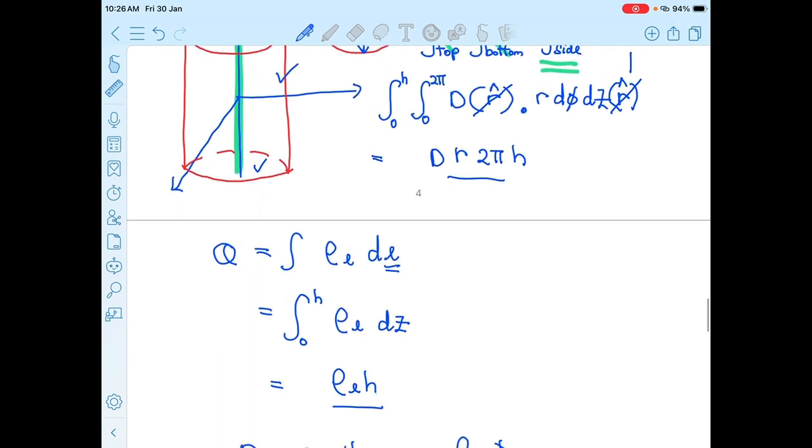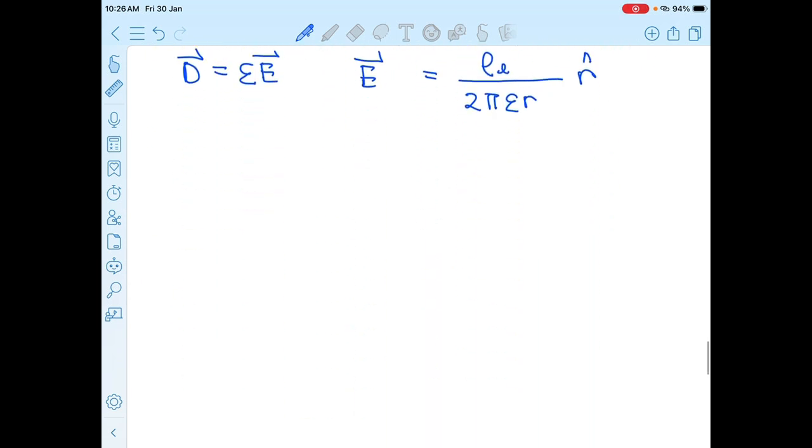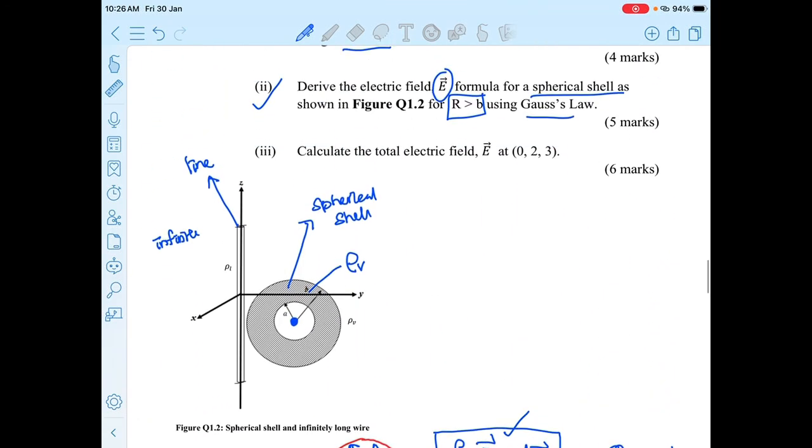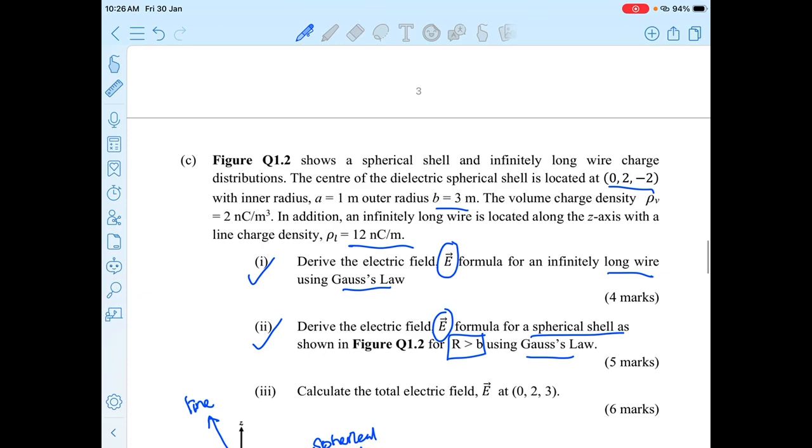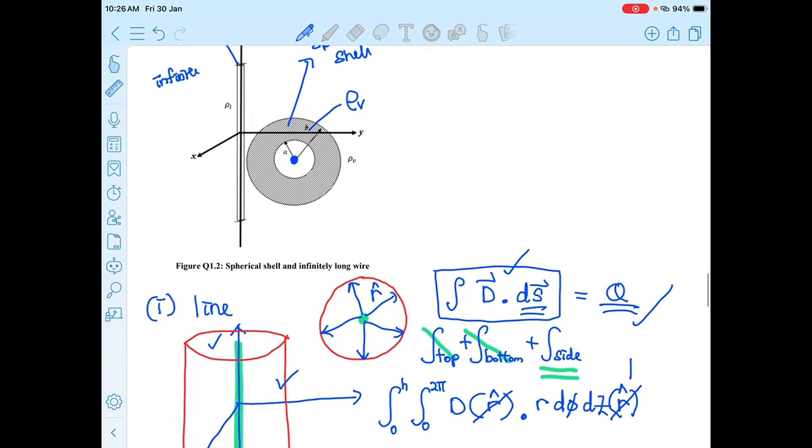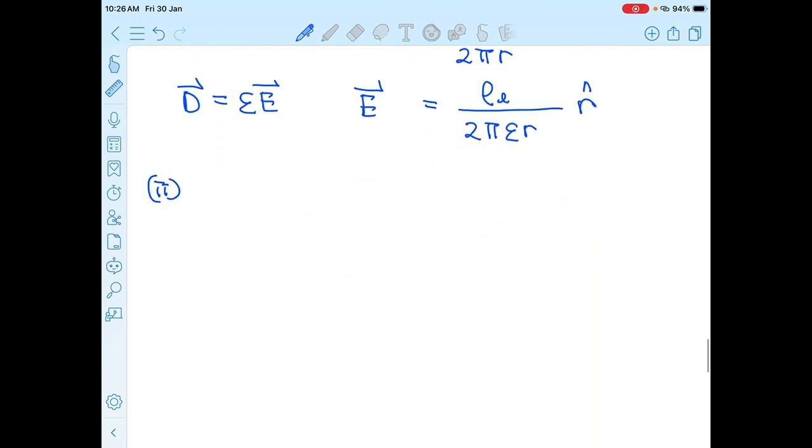Derive the formula of a spherical shell. Remember, the center of the spherical shell is (0, 2, -2). It's okay, we don't draw the coordinate system; we just draw the shell first. Inside is nothing, then we have this outer part, like a donut. Over here is A and over here is B.